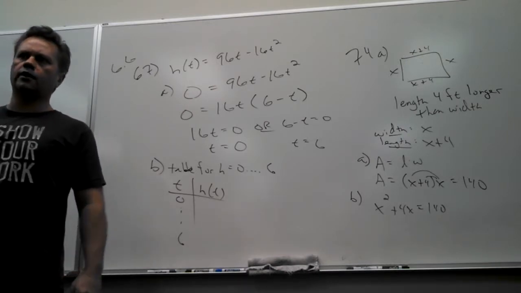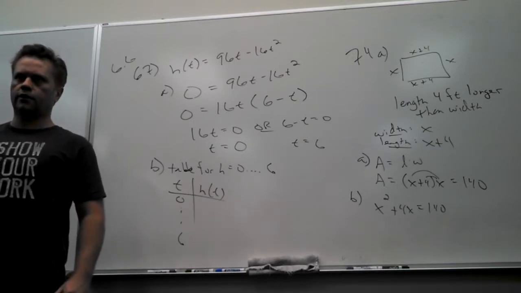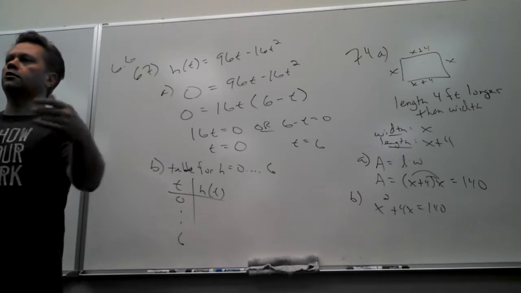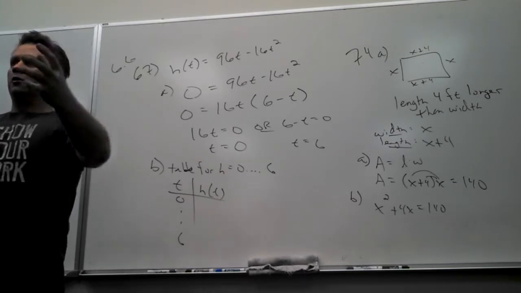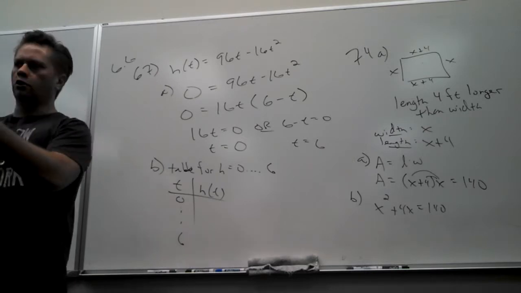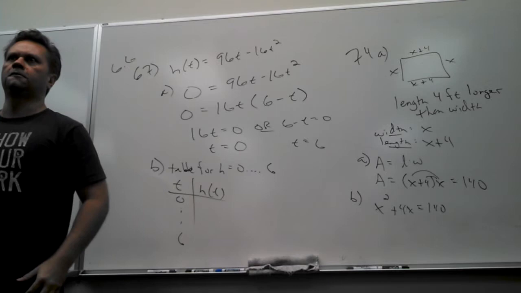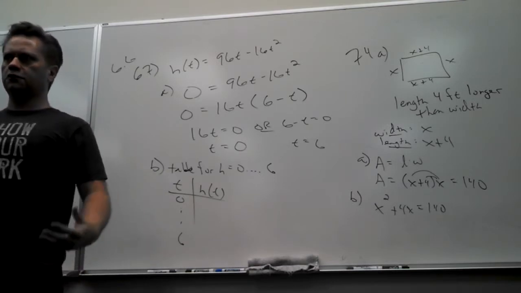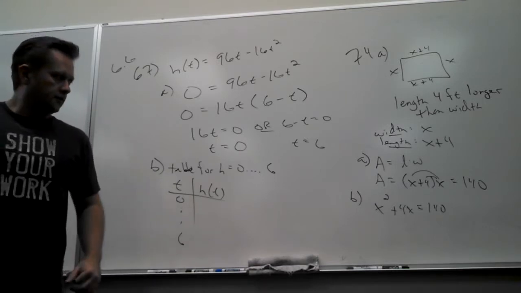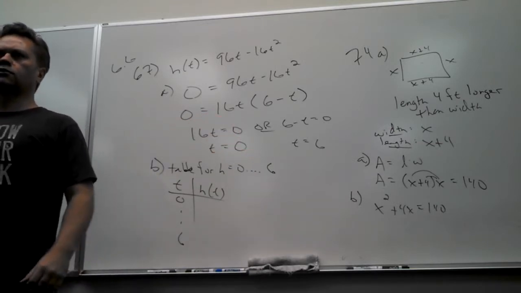When you see a power higher than 1 on the x, it's got to be equal to 0. If two numbers multiply to 140, what could the two numbers be? Almost anything. But if they multiply to 0, you know something. That's why I want to make it 0, because then I know something. It's good to know something. So to make it 0, you subtract 140. Cool.